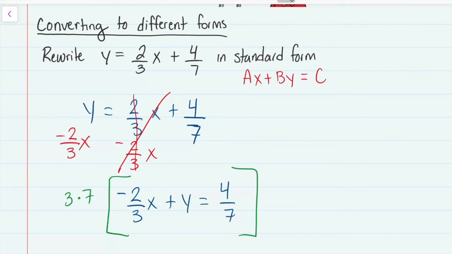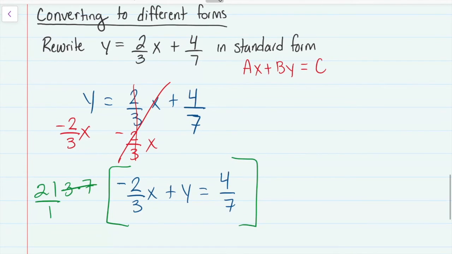Instead of multiplying it by 3 and 7, couldn't we just multiply everything by 21? You guessed it. And it's a 21/1, so let's start multiplying. 21 times negative 2 is simply negative 42 over 1 times 3, which is 3. Don't forget the x. 21 times y is just 21y over 1. And what's 21 times 4? That makes it 84 over 1 times 7, which is 7.